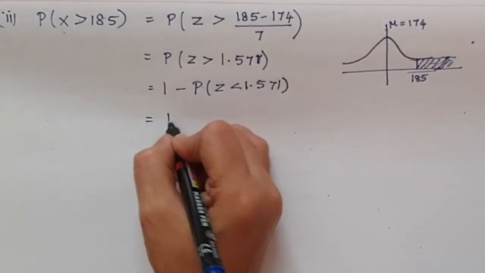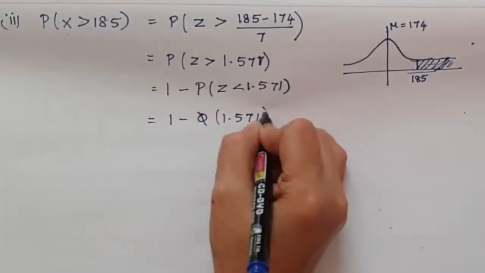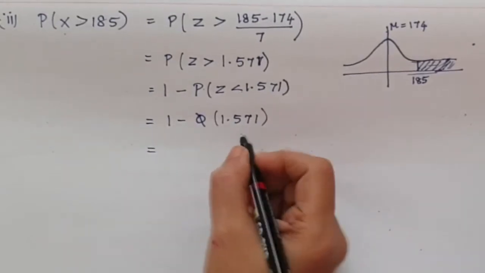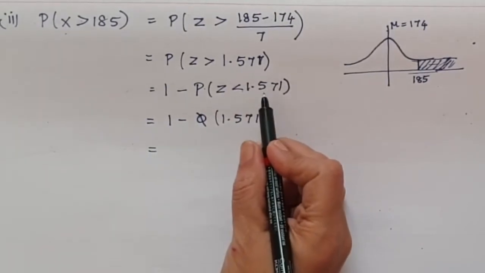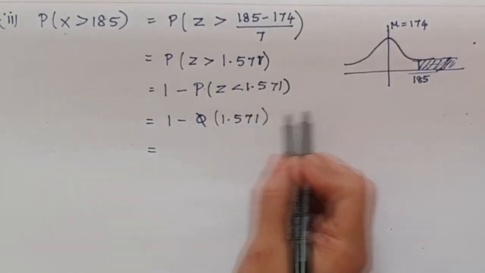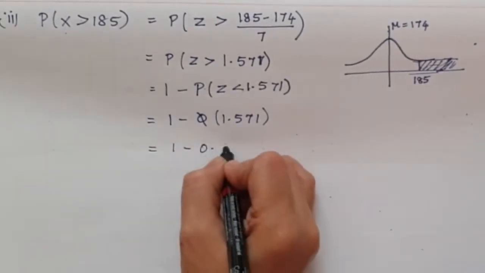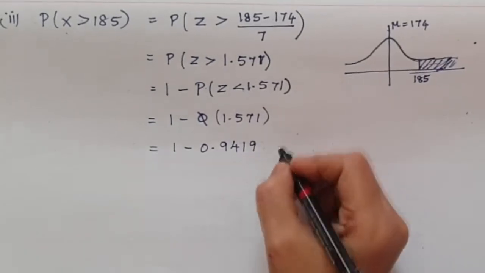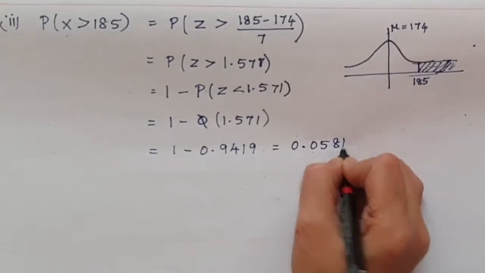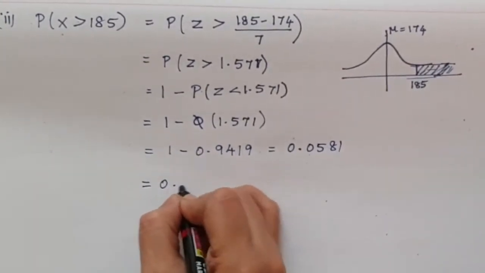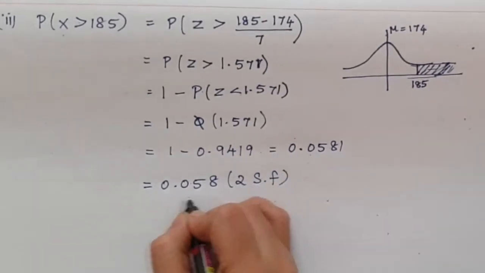So this can be written as 1 minus phi of 1.571. Like we saw before from the table, the 1.5 we see on the vertical side and the 7 on the horizontal side, where they meet. Then for the 1 we get our answer as 1 minus 0.9419. When we simplify, we get 0.0581, which is 0.058, correct to two significant figures.